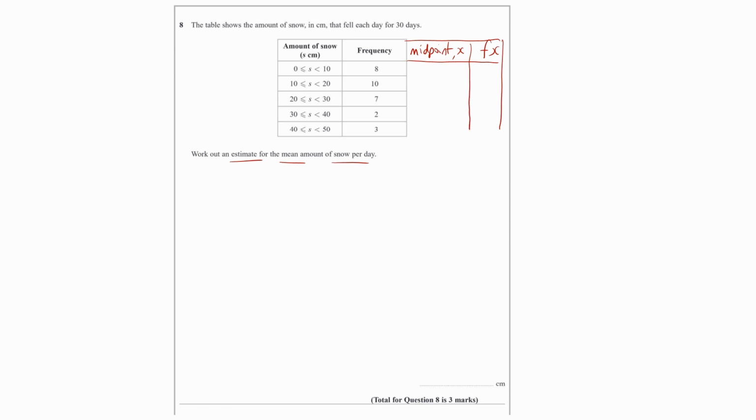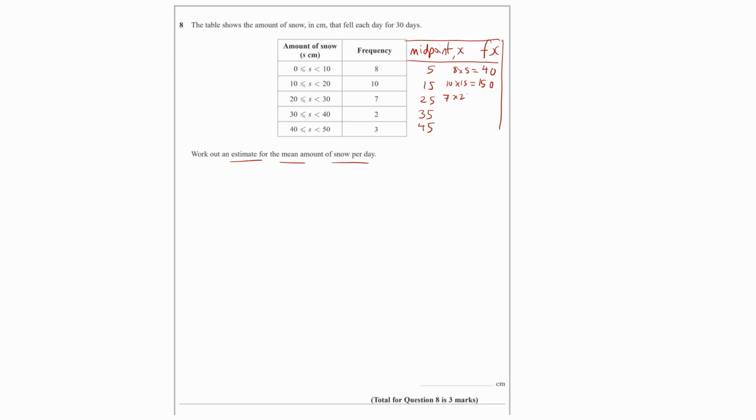Right, so the midpoint is 5, 15, 25, 35, and 45. Frequency times midpoint. I might just create a bit of space here. I'll just erase this line. Give myself a bit of space for calculations. Right, so frequency times the midpoint, so 8 times 5 is 40. 10 times 15 is 150.